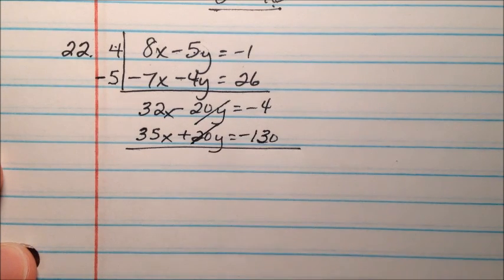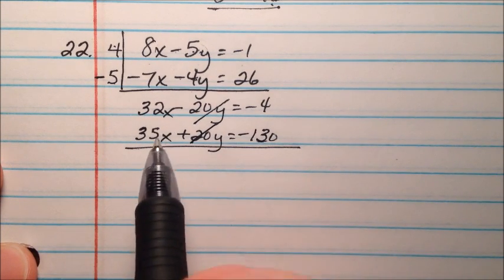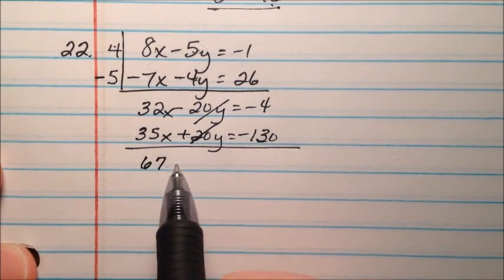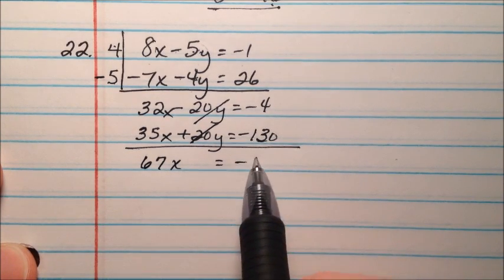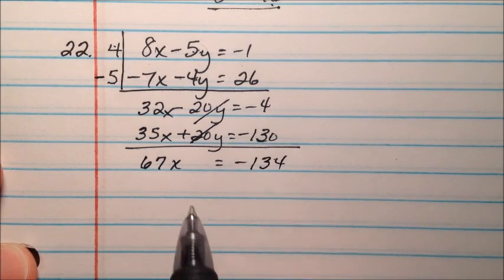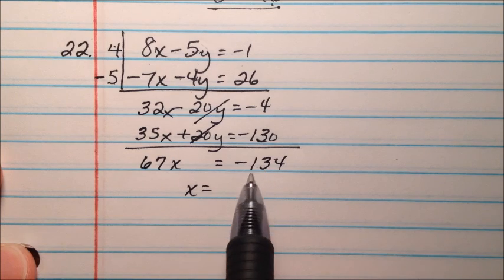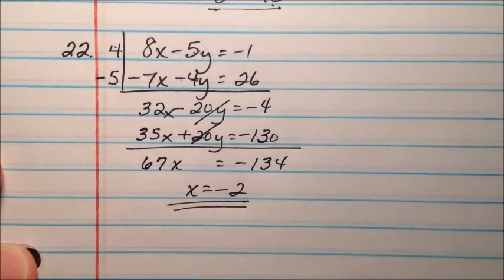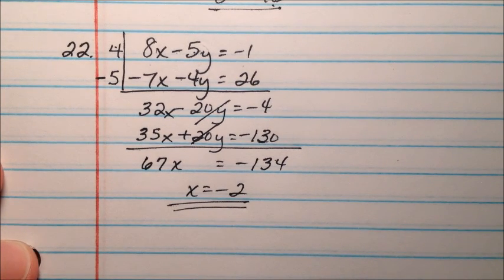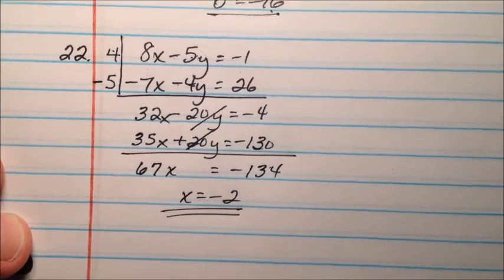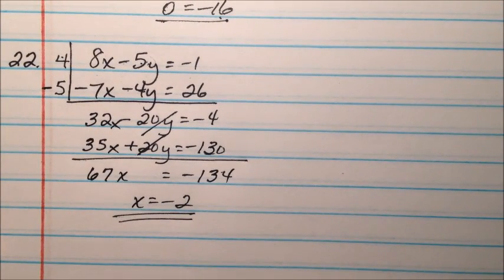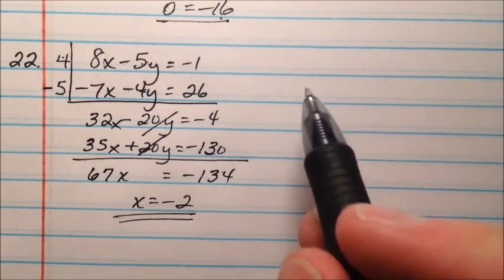So my y's cancel. 32 and 35 are going to make 67x equals a negative 134. So it looks like when I divide both sides by 67, I should get negative 2. So if x is negative 2, I can go ahead and plug that into either one of these equations up top. Let's just do it into the top equation.